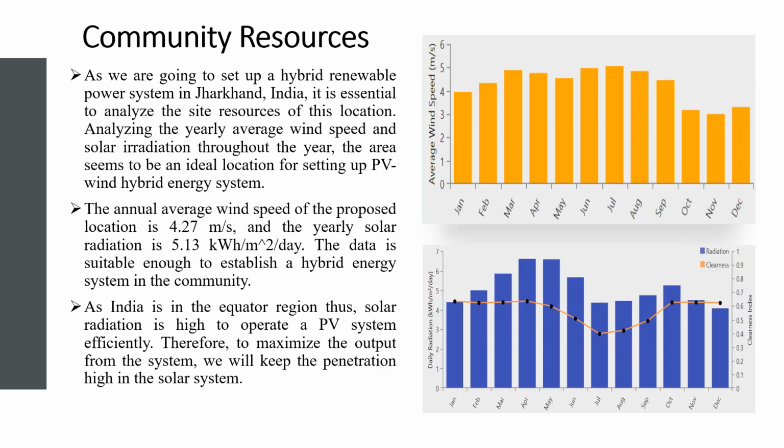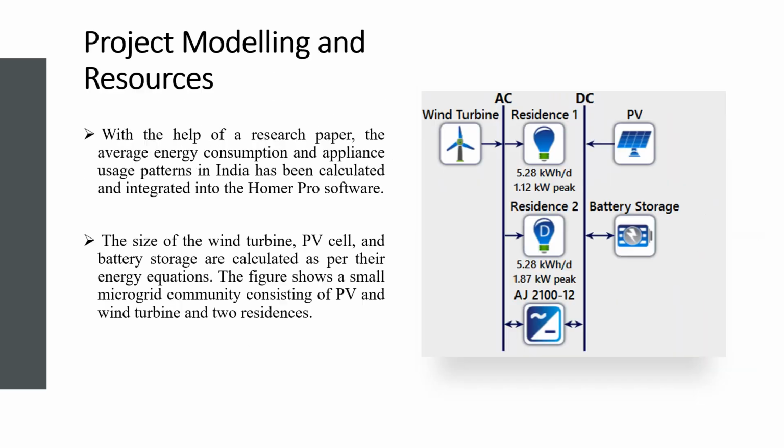As you can see from the graphs, we are going to set up a hybrid renewable system in Jharkhand, India, and it's very essential to analyze the site resources of the location. This site has an average wind speed of 4.27 meters per second in Jharkhand, and yearly solar radiation of 4.13 kilowatt-hours per square meter per day. The data is suitable enough to establish the hybrid energy system in the community. As India is in the equator region, the solar radiation is high enough to operate a PV system efficiently. Therefore, to maximize the output of the system, we'll keep the penetration high in the solar system.